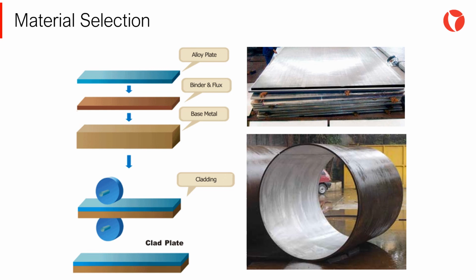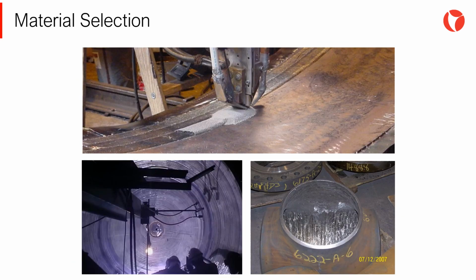Cladding consists of joining two sheets: the base material, pressure resistant, on the outside and the corrosion resistant material on the inside, welded or fused through different methods. In turn, the weld overlay consists of welding a corrosion-resistant material to the base material, resulting in a protective layer.